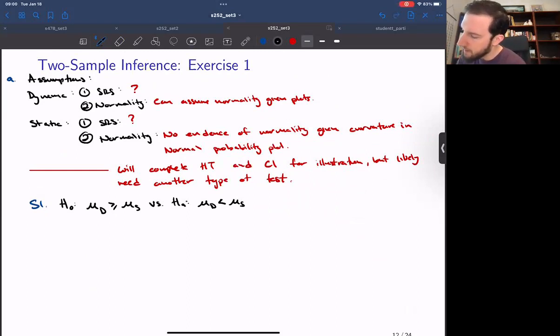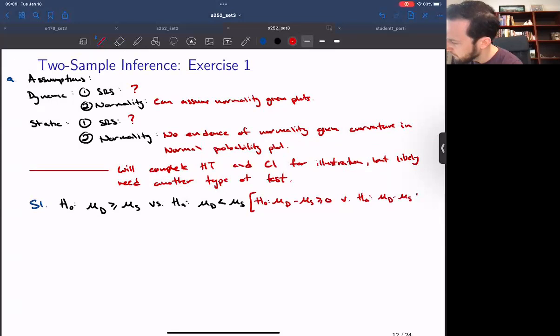And then just as a reminder, this is equivalent to H0: mu D minus mu S greater than or equal to 0 versus HA: mu D minus mu S less than 0. Okay, so this is the same test.